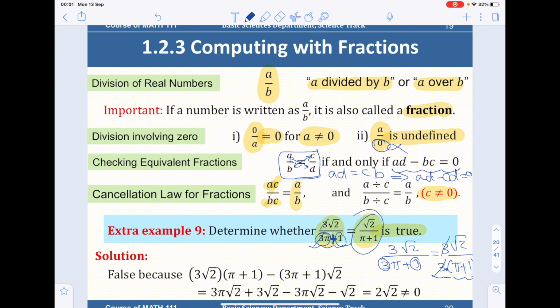We also can check by using this expression. If we multiply this together, then subtract them from this together, we have to get 0, but as you can see, it equals 2 root 2 and does not equal 0.